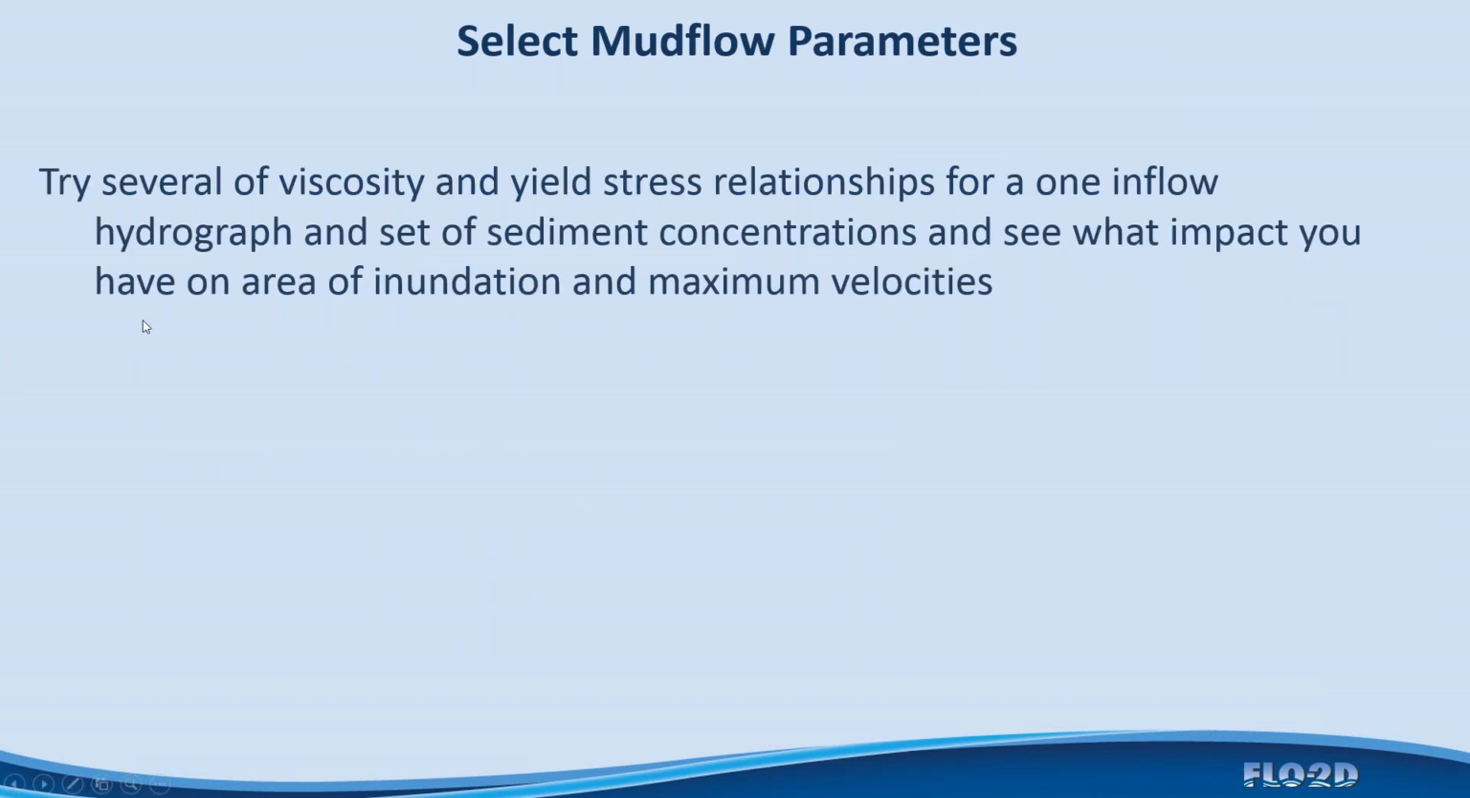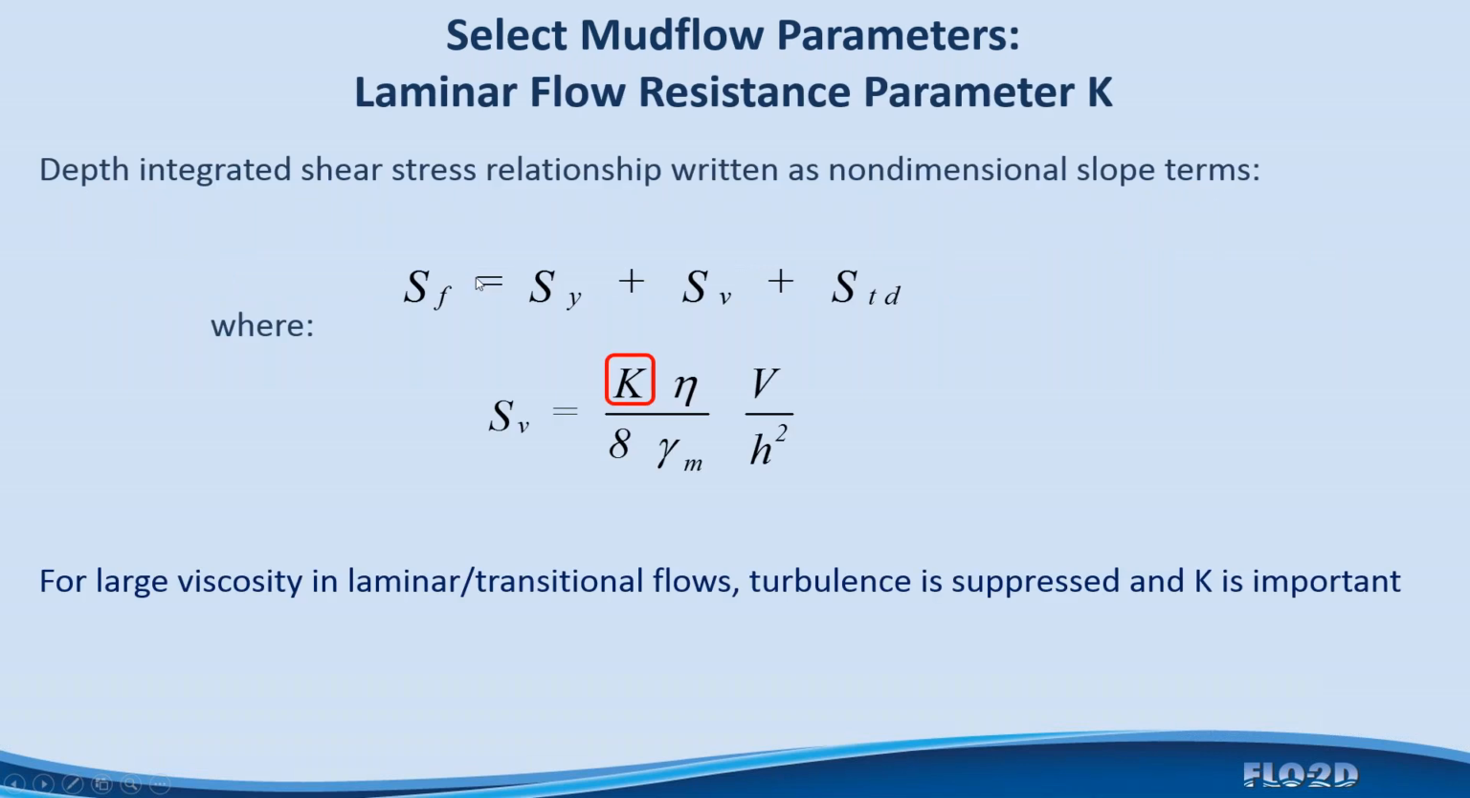So in order to select these different mud flow parameters to use in your model, if you're not going to do the laboratory analysis, try several viscosity and yield stress relationships for one inflow hydrograph and one set of sediment concentrations, and see what impact you have on your area of inundation and maximum velocities. Now, there's a couple other parameters that you can select, but they're also hardwired into the model. Well, actually only one, but I'll show you two of these.